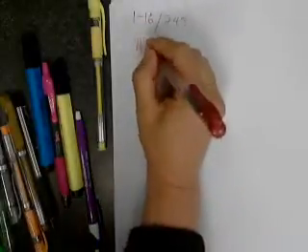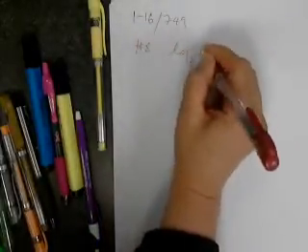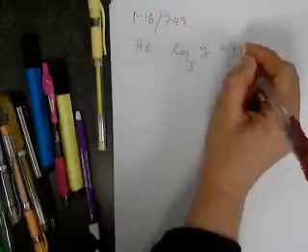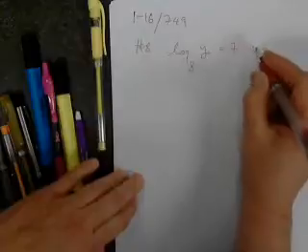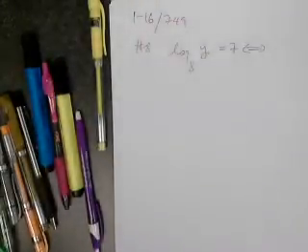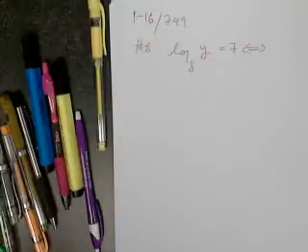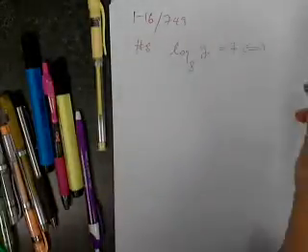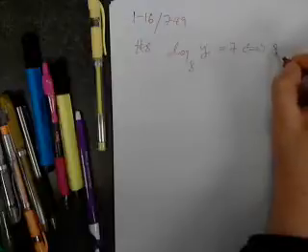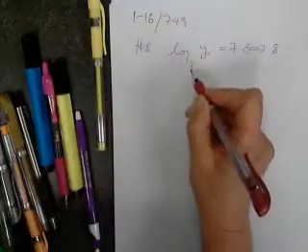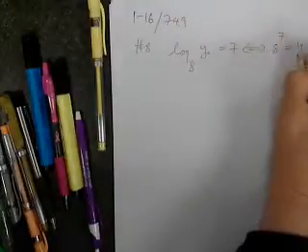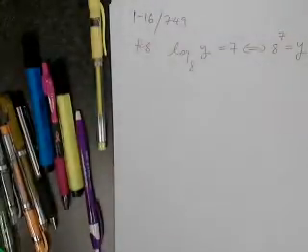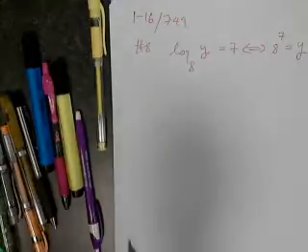Okay, number 8. Log base 8 of y is 7. This is equivalent to, starting from the base, counterclockwise, 8 raised to 7 equals y. Very good. What about 14?